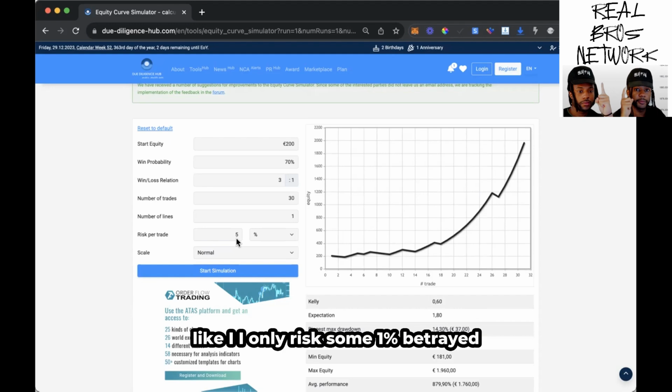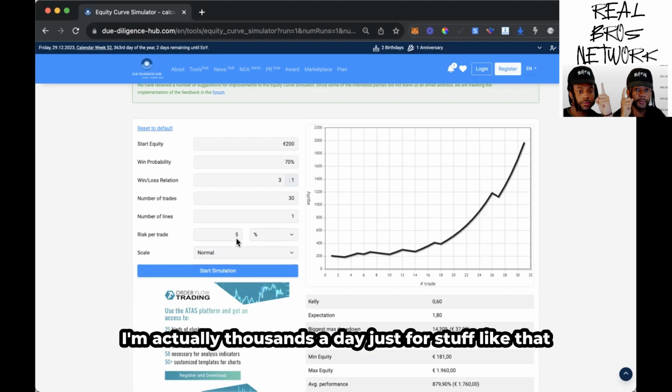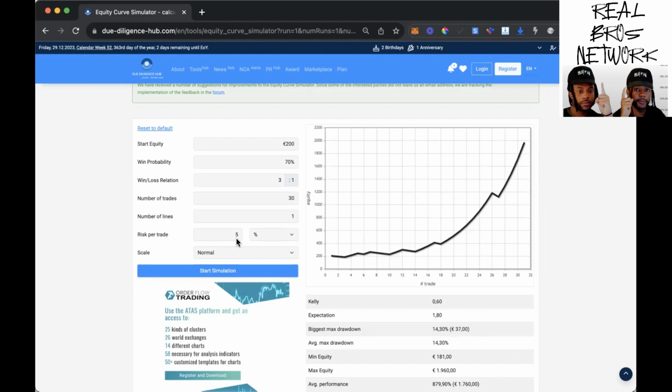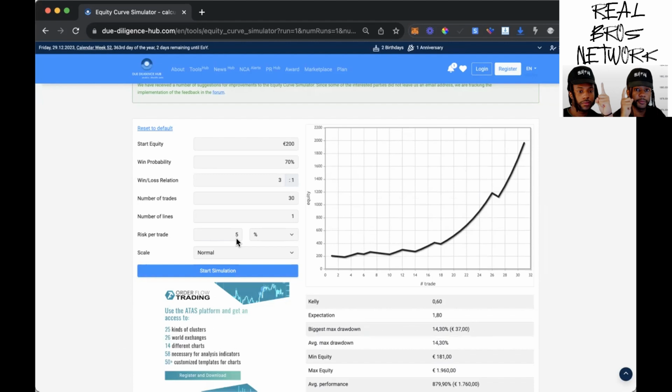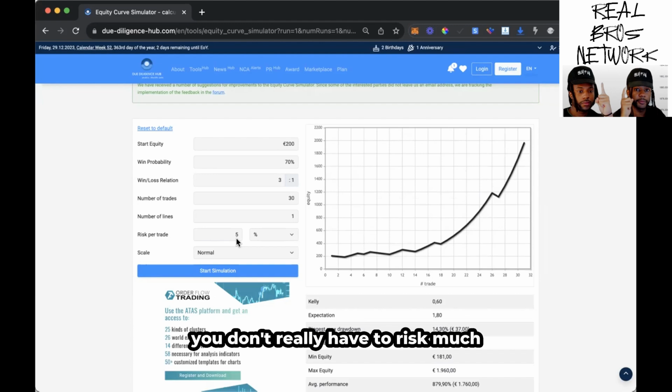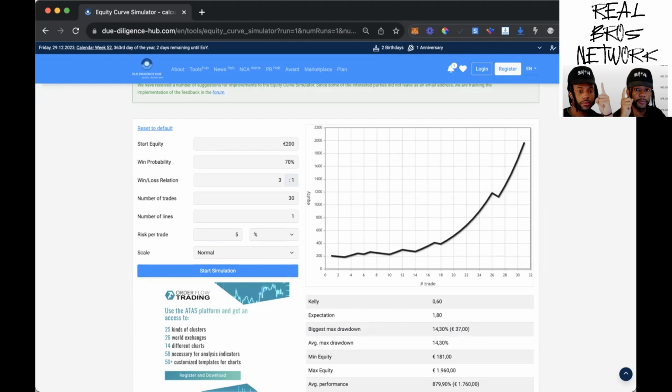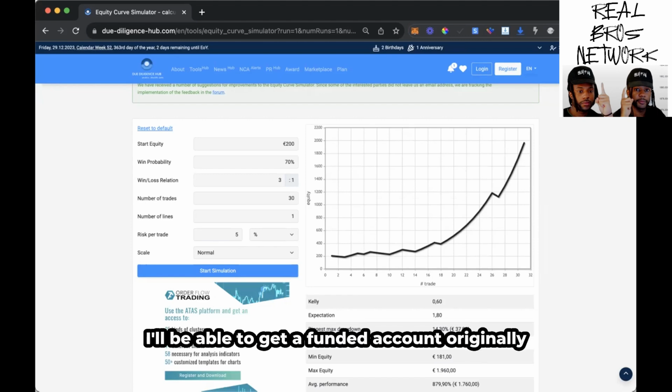Like, I only risk 1% per trade, but I'm on a bigger account, and I'm able to make thousands a day just risking like that. So you don't have to risk much, and then they have the funded accounts too. So you don't really have to risk much nowadays. Right. So I'm hoping with the indicators, once I get to know how to use it, I'll be able to get a funded account.